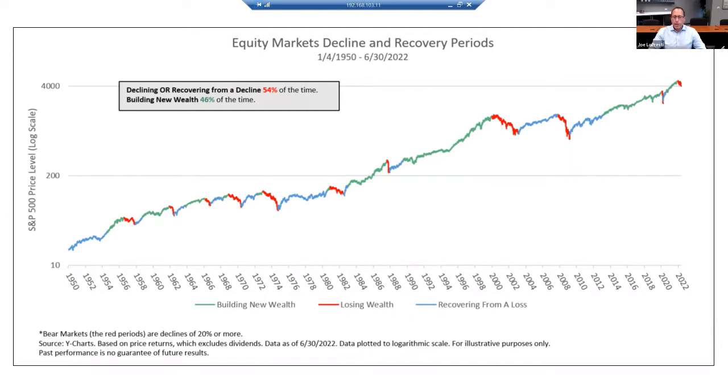And then the blue part of the chart is the recovery from the previous bear market. The green part is building new wealth. Now, what makes this even more important to understand is that these bear markets and significant downturns are rarely isolated occurrences, right? We could see in 2000, we had a considerable decline and a recovery, only to be followed by yet another decline and recovery. And if we go back to this period here, you could see multiple declines and recoveries.